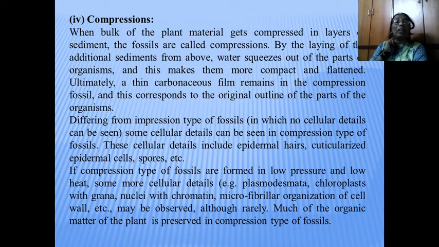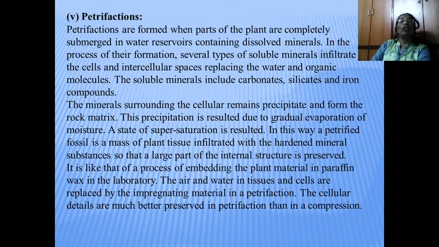If compression type of fossils are formed in a low pressure and low heat, some cellular details, example plasmodesmata, chloroplast with grana, nuclei with chromatin, microfibrillar organization of cell wall, etc. may be observed, although rarely. Much of the organic matter of the plant is preserved in compression type of fossil.